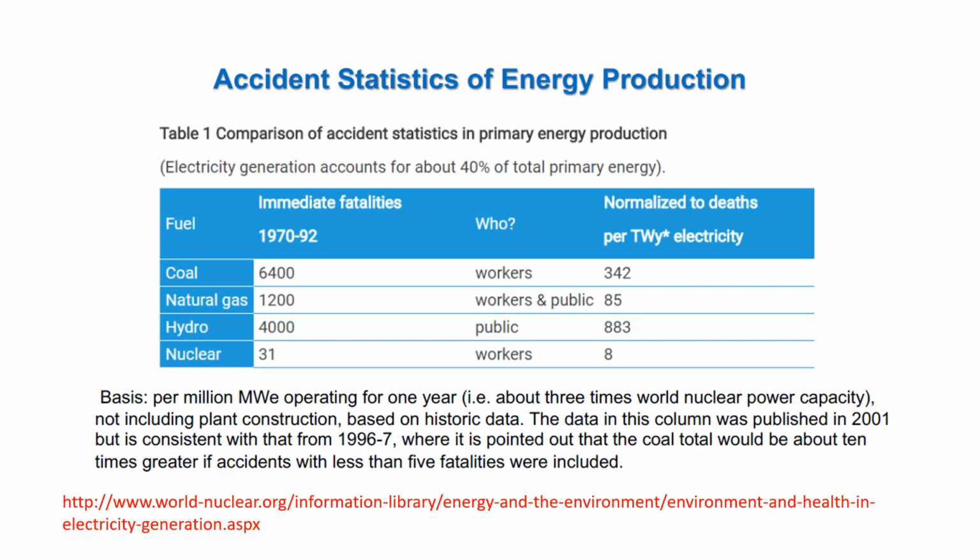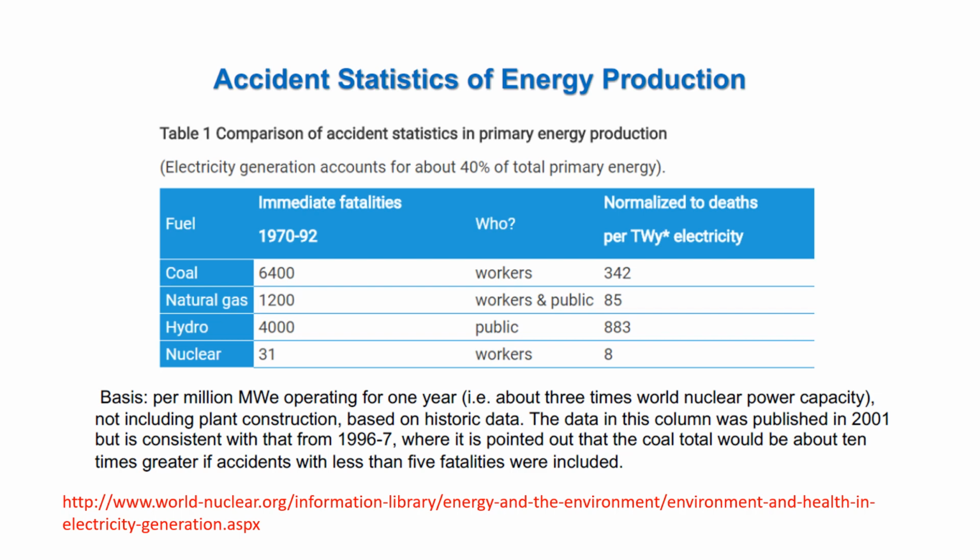Comparing the accident statistics of energy production in coal, natural gas, hydro, and nuclear, you see that from 1970 to 1992, we actually have 6,400 immediate fatalities in coal, 1,200 immediate fatalities in natural gas, and 400 immediate fatalities in your hydro power plants. But we only have 31 fatalities in your nuclear power plants. And mostly in the coal, you have your workers of 342 normalized deaths per terawatt year of electricity.